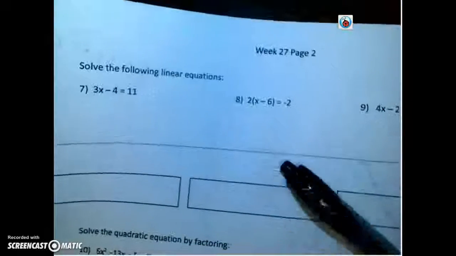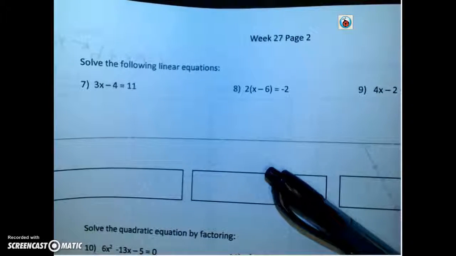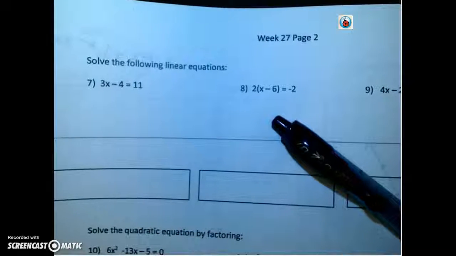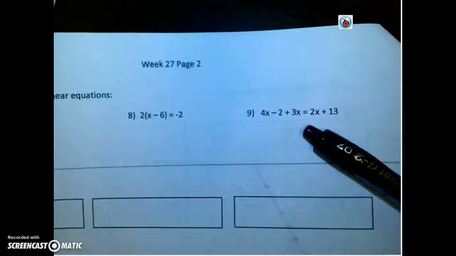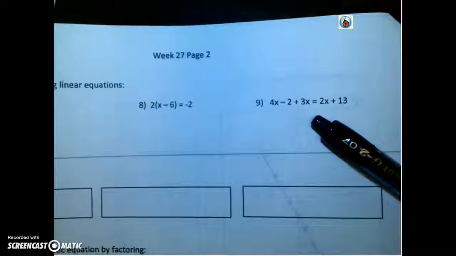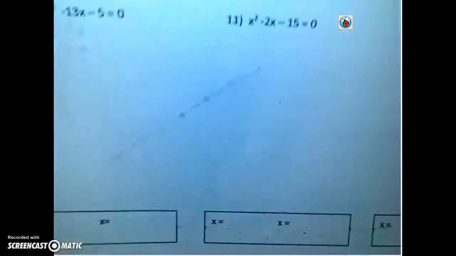All right, so this is just solving linear equations, right? This is just solve for x, right? It's a two-step. This one's got a little distributive work. Some variables on both sides of the equation. See if you can go through and piece those together. Just solving regular linear equations.